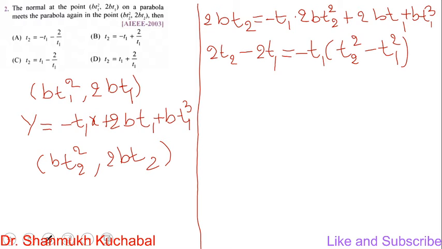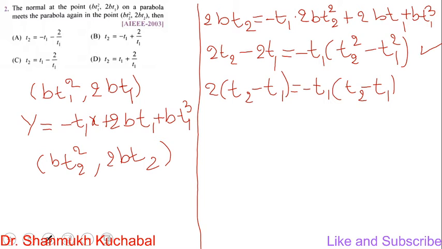So here everywhere b is common, so we have to divide by b, and then we'll get this step. Further, on the LHS we take 2 as common, t2 minus t1, and on the RHS minus t1. So it is of the form a square minus b square. Apply the formula, so we get a minus b, then a plus b.